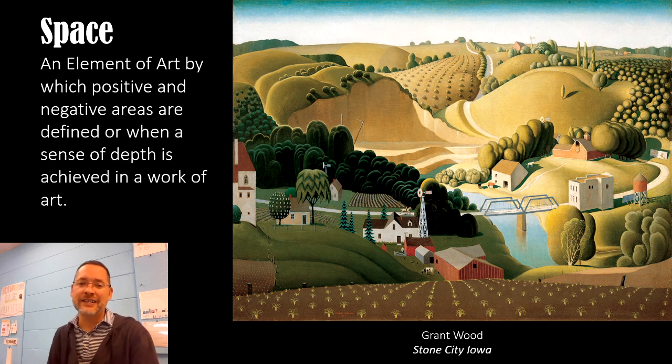So first, let's start with the sense of depth and look at this picture by Grant Wood here. All that means is a sense of depth is achieved in several different ways when you're making a two-dimensional work of art. One of the ways that it's achieved is by things getting smaller as they go back in the background. So you can see even right here in the very front that these crops, whatever they may be, are getting smaller as they get farther away. So that gives the artwork a sense of depth.